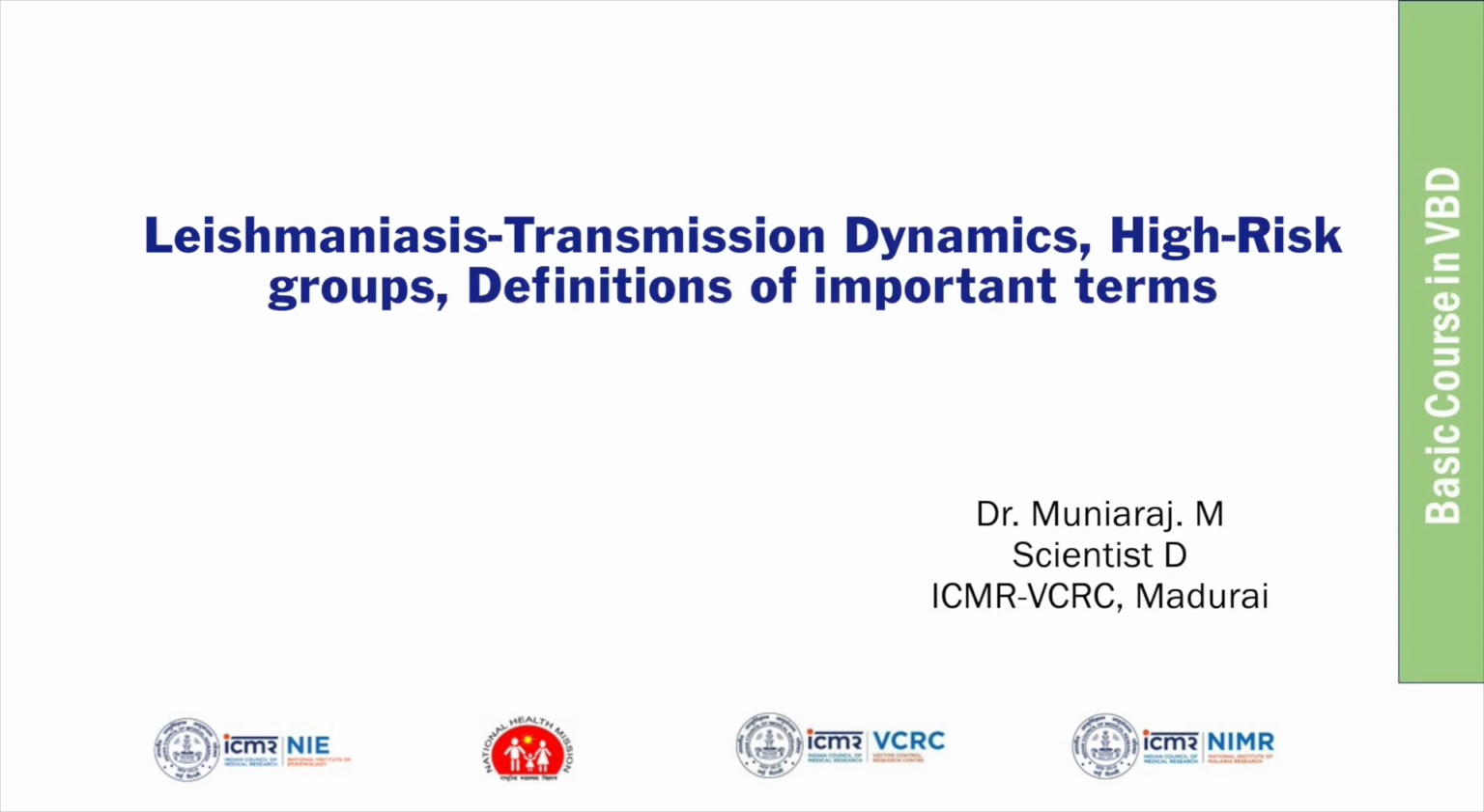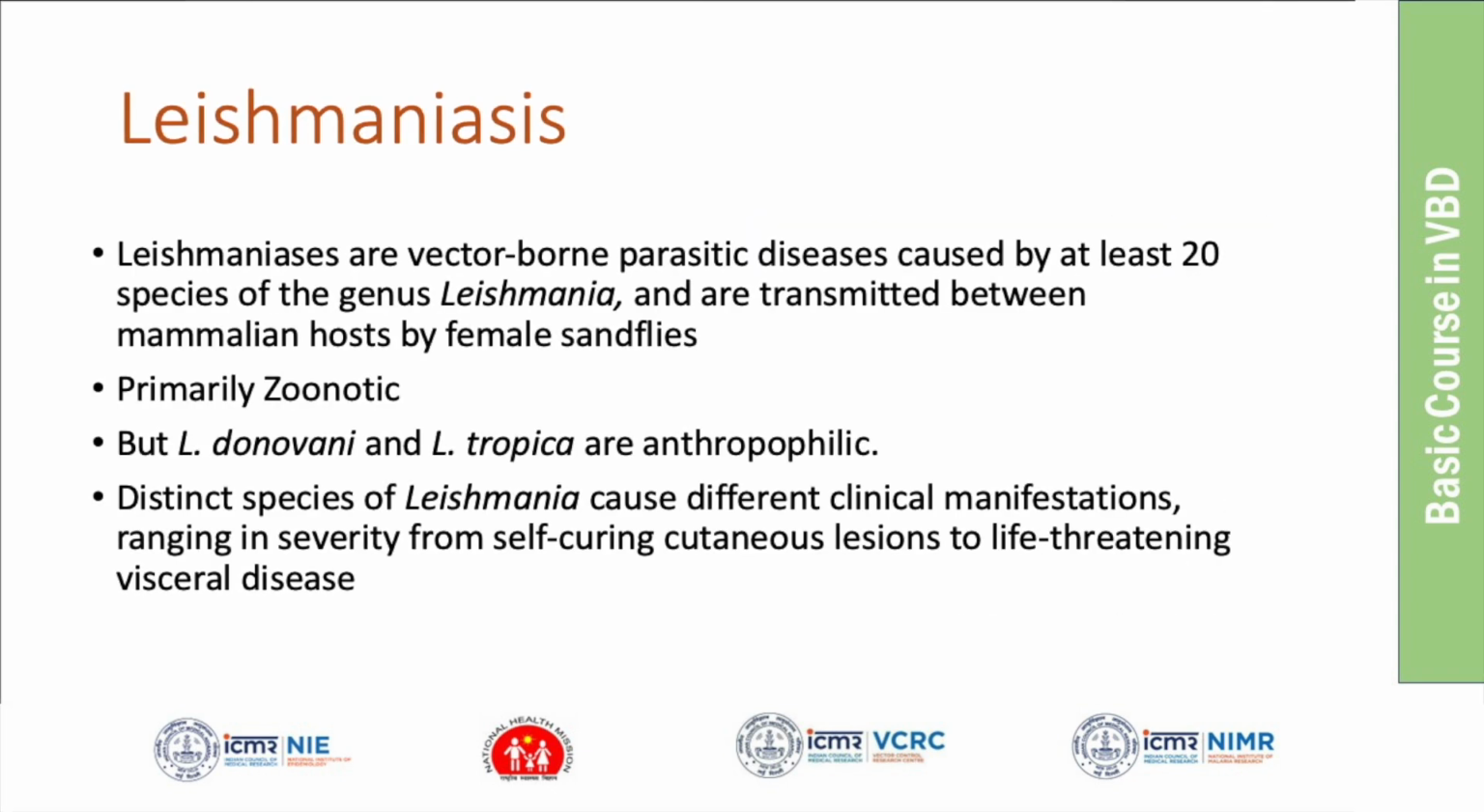The topic that we are discussing today is leishmaniasis, its transmission dynamics, high-risk groups, and the definition of some important terms. When it is called leishmaniasis, it indicates one disease, but it is a group of diseases. We generally call it leishmaniasis, which are a group of vector-borne parasitic diseases caused by at least 20 different species of parasite that belongs to genus Leishmania.